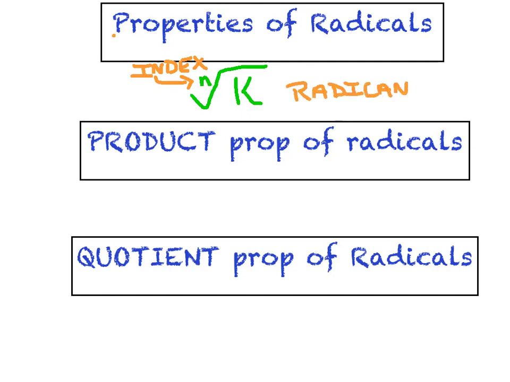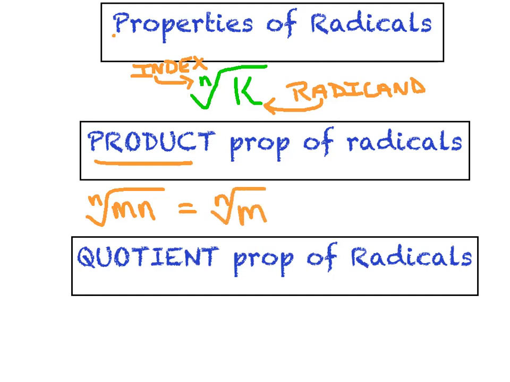But it's very important that we all use the same terminology so that we can communicate mathematically and all understand what each other's trying to talk about. So n is the index, k is the radicand. Now, as far as the product property of radicals, we're saying that the nth root of m times n can be broken into smaller pieces, such as the nth root of m times the nth root of another number called n.